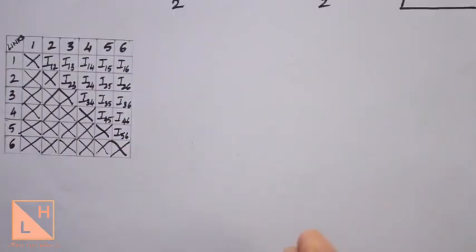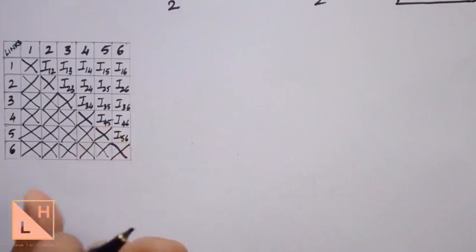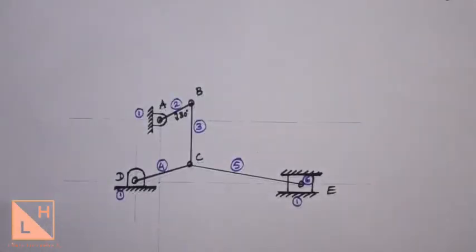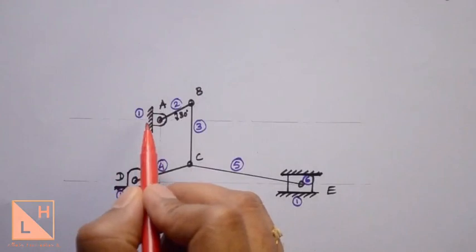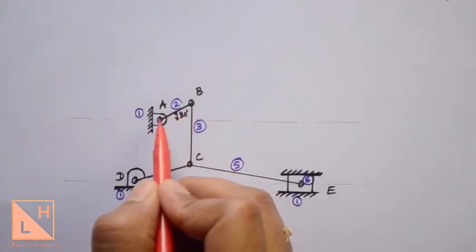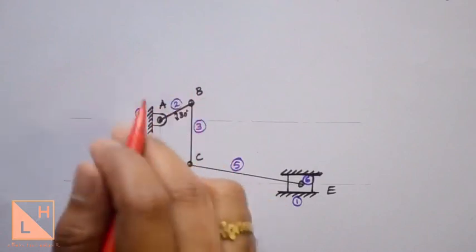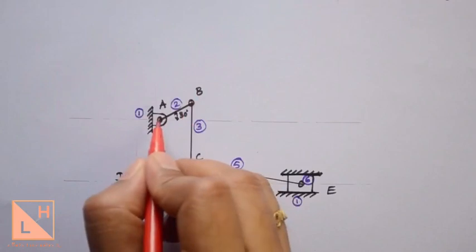So first and foremost, we locate the ICs which are going to be obtained directly from the mechanism drawing. So let us locate the ICs starting from link number 1. So we have the crank AB. This crank AB is going to rotate at point number A, because point A will be the center of rotation for crank AB. So this point will be considered as I12.